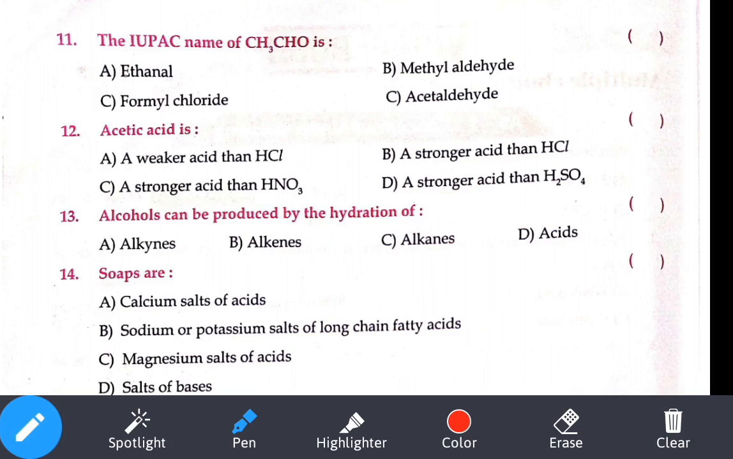Where is that? Option number A. Acetic acid is what? Just now, a few minutes back, we have seen that acetic acid is a weak acid. Weak acid. Next question: alcohol can be prepared by the hydration of what?